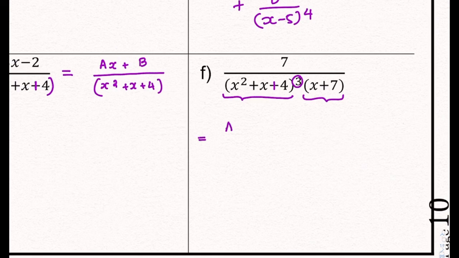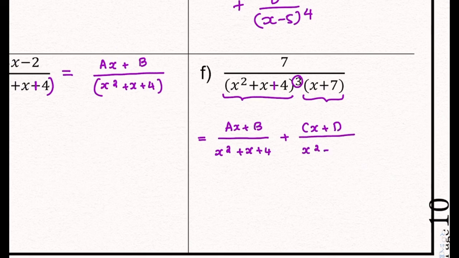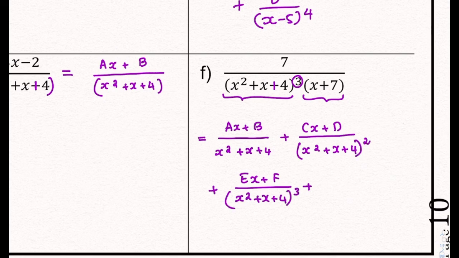So you're going to say something like this. You're going to say Ax plus B, because it's an irreducible factor, divided by x squared plus x plus 4, plus then you have Cx plus D over x squared plus x plus 4, then you have plus Ex plus F over x squared plus x plus 4, and then, sorry, here it's a squared and here should be a cube, by the way, right? Now I took care of it all the way up to the power 3.